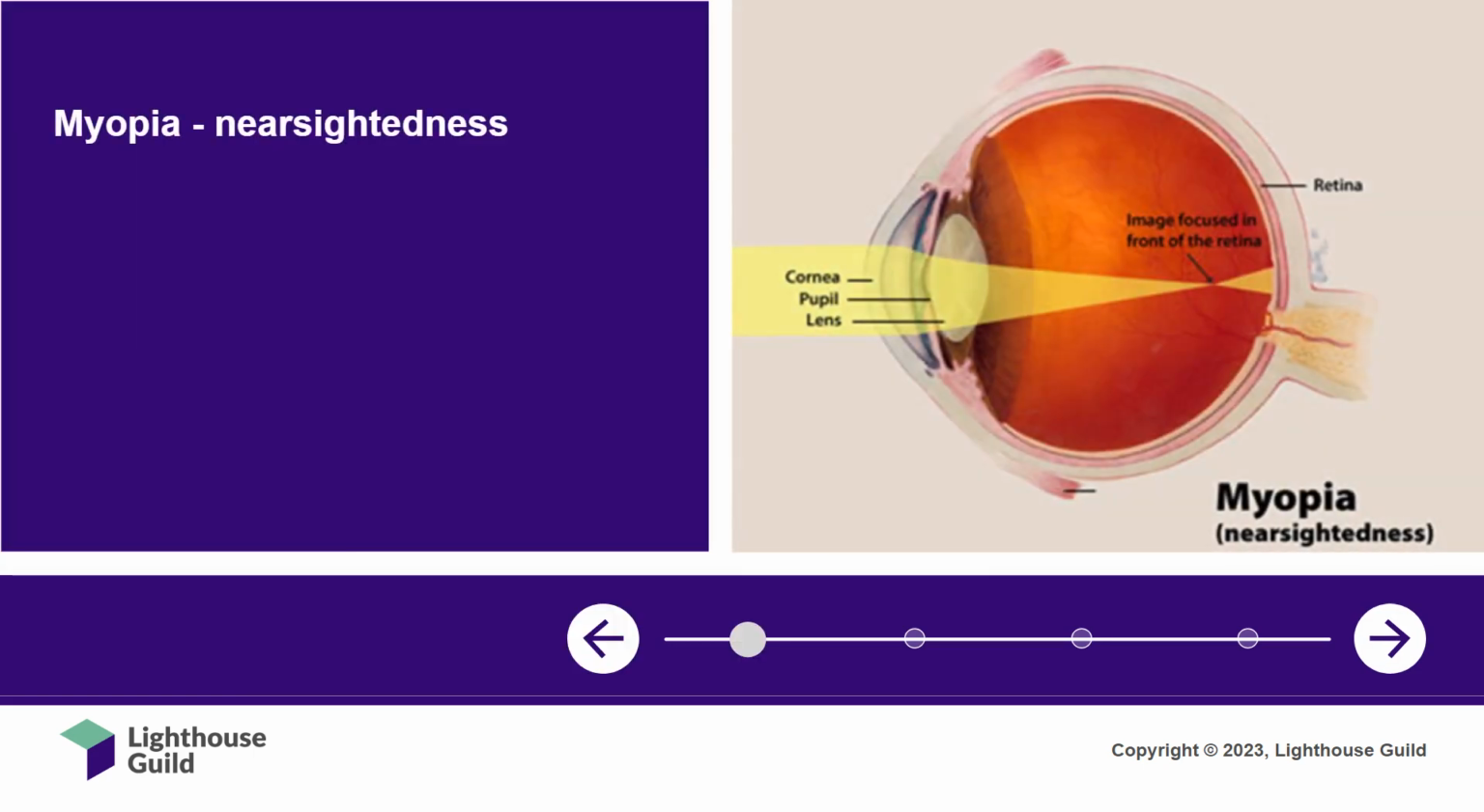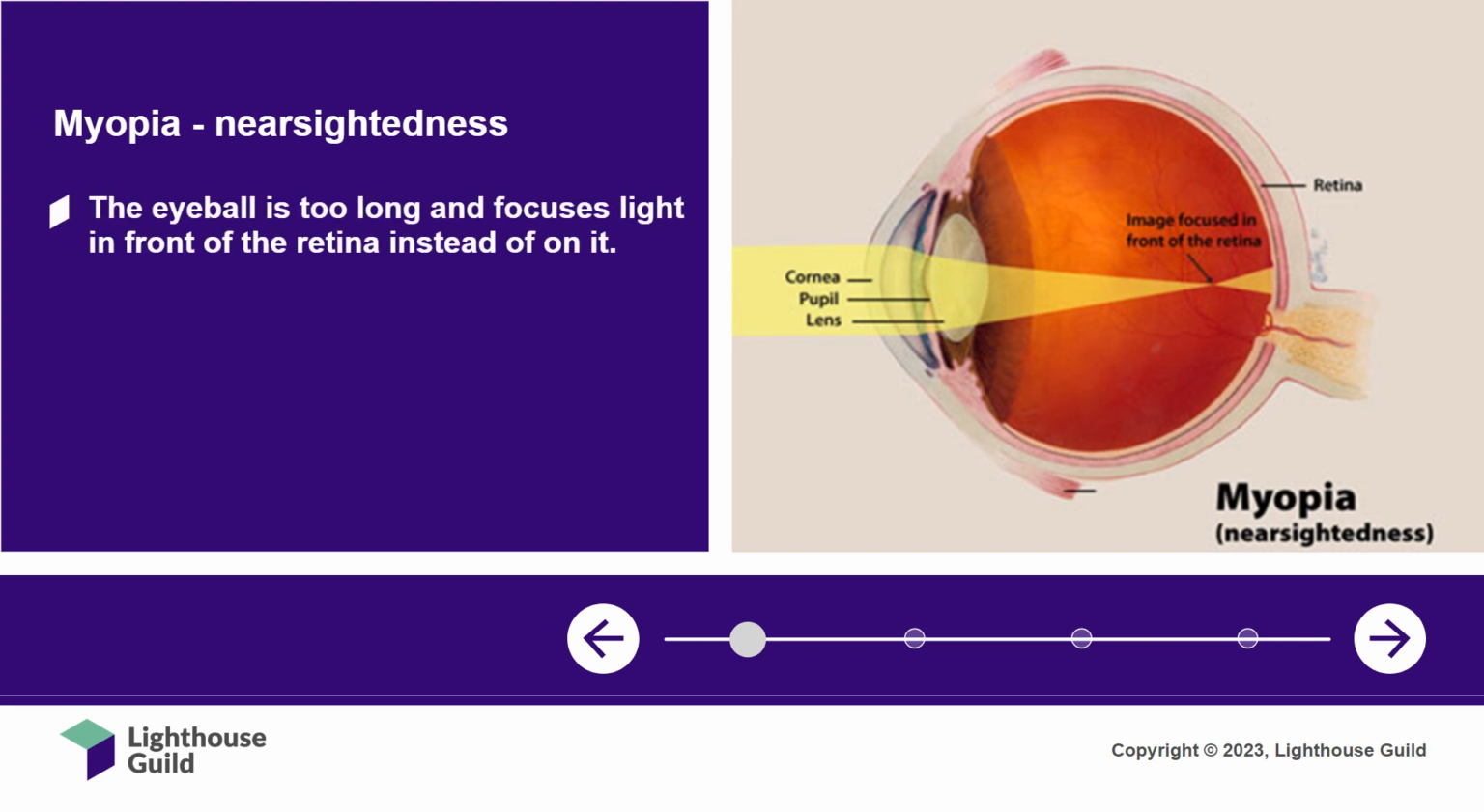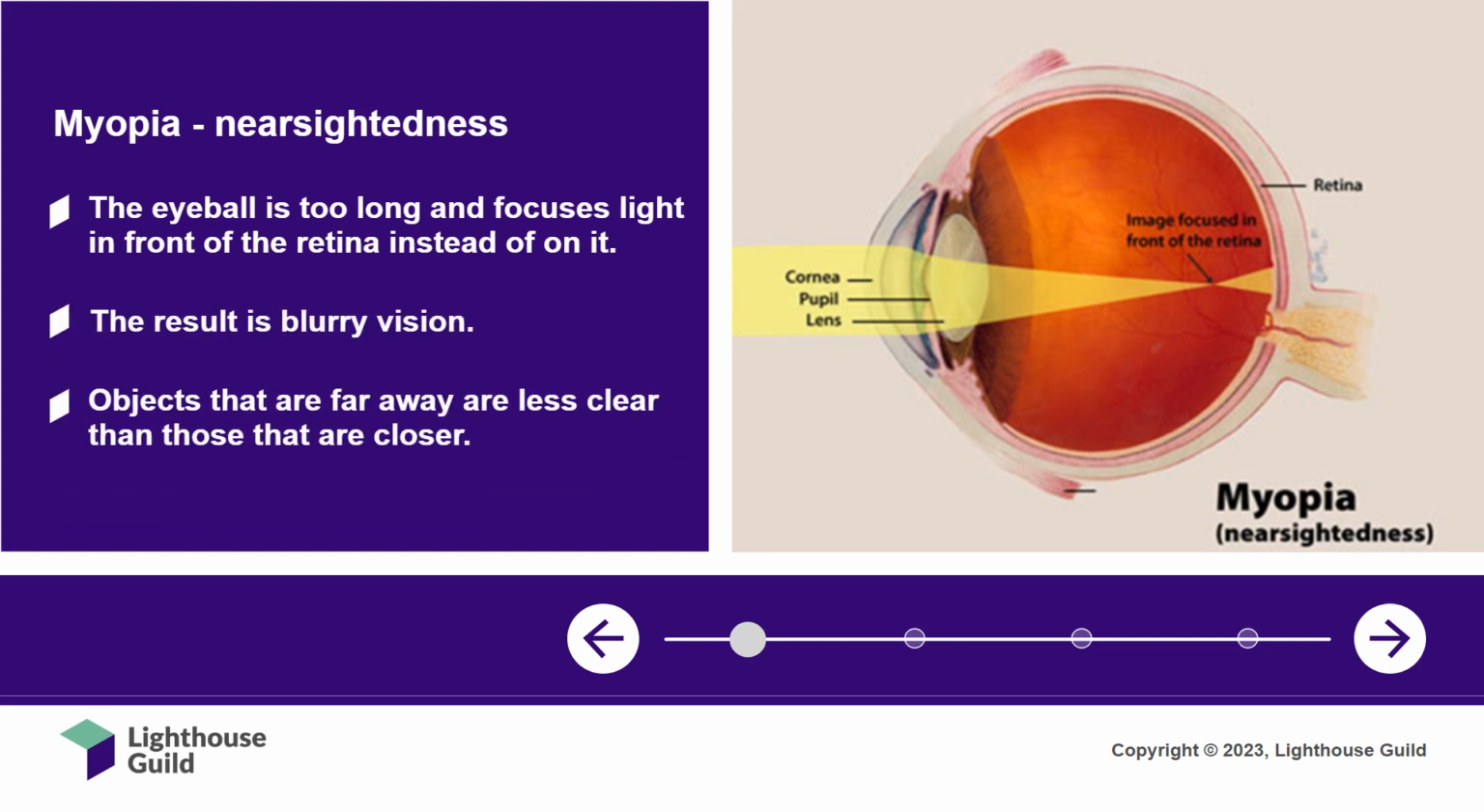Myopia is another name for nearsightedness. If you have myopia, the eyeball is too long and it focuses light in front of the retina instead of on it, resulting in blurry vision. This causes objects that are far away to appear less clear than those that are closer. You may see well enough to read a book, but struggle to read road signs when you are driving.